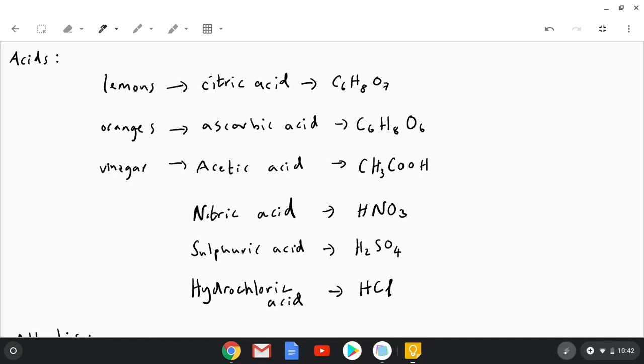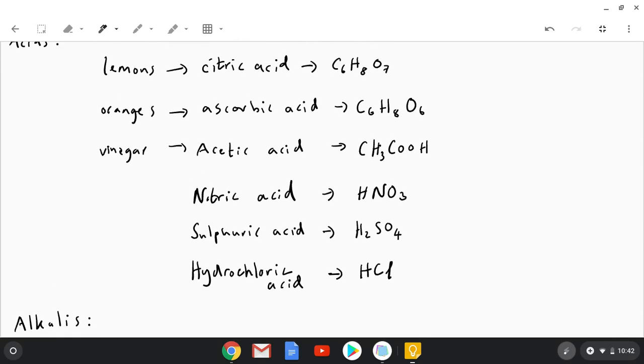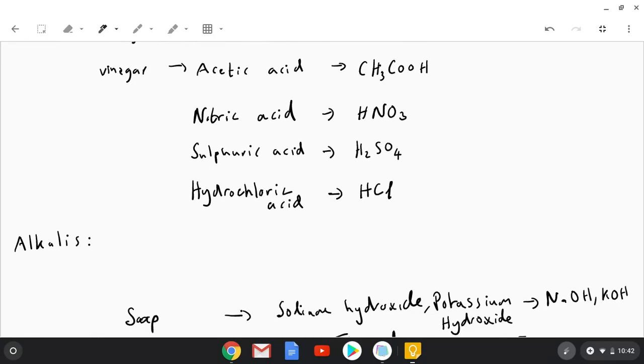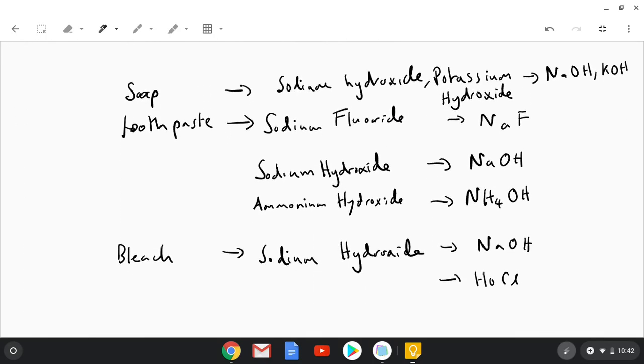Something that you'll look at either at GCSE or at A level, those of you who decide to do A level chemistry, is this hydrogen dissociation factor within acids that gives rise to how strong an acid is. Alkalis, on the other hand, if you look at soap, it's got a few alkalis in it. Toothpaste has got alkali in it. These are some alkalis that we mentioned in the lesson.